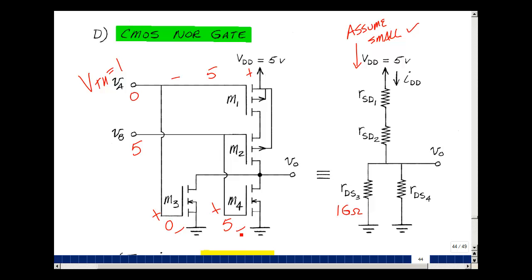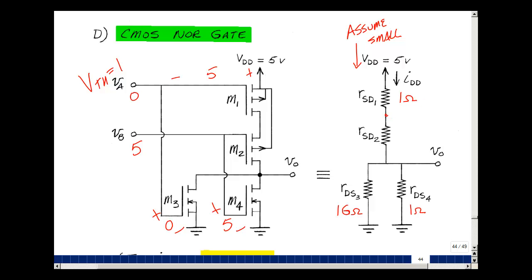This is greater than threshold, but I'm going to assume that the current is small. Let me erase this check here because we haven't checked it yet. But if this is small, then we would be in the ohmic region. This would be a low resistance. Again, maybe make that 1 ohm. Here I've got a source to gate voltage of 5 volts, greater than threshold. Again, I would assume that this is in the ohmic region and about 1 ohm.